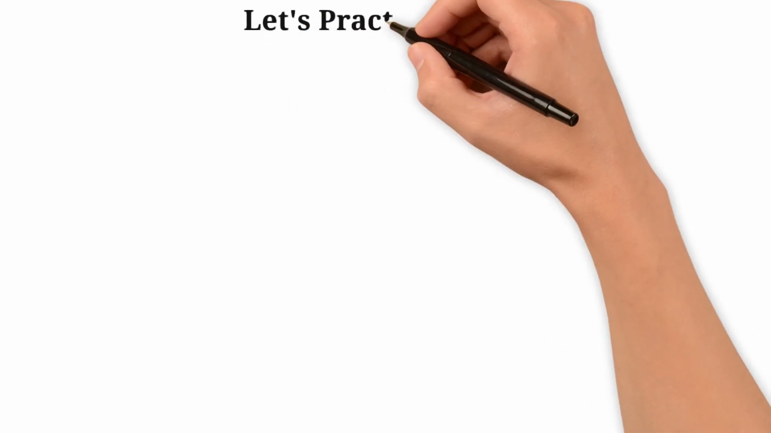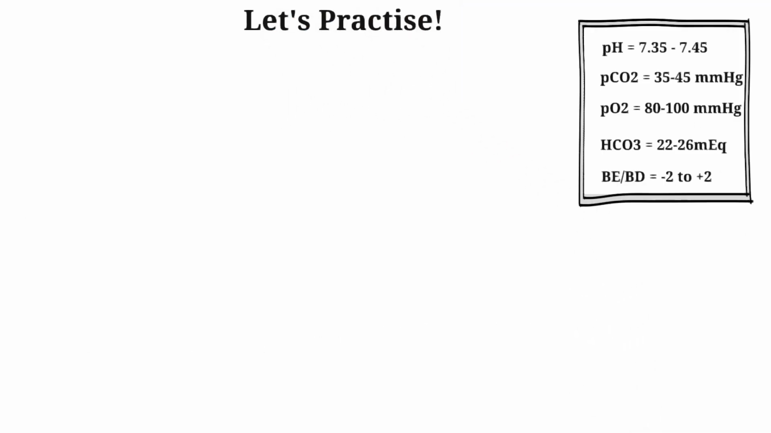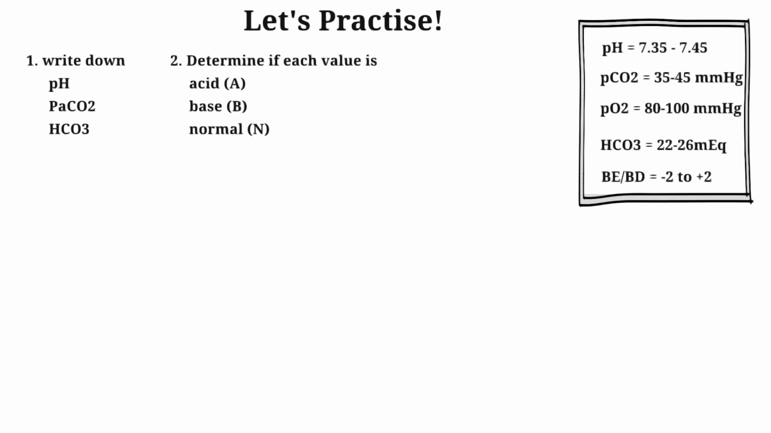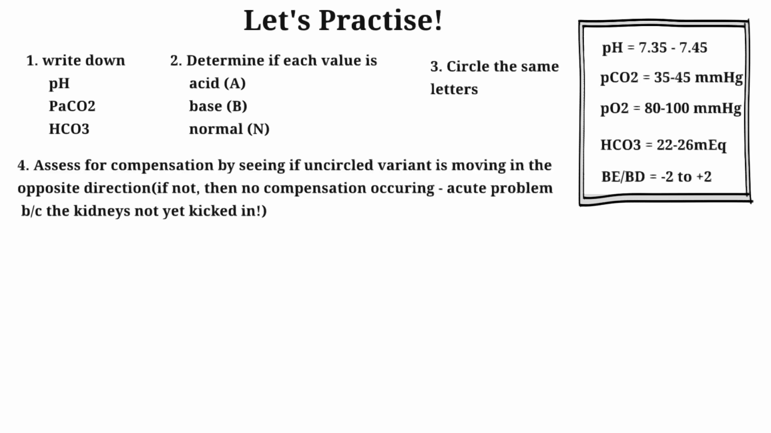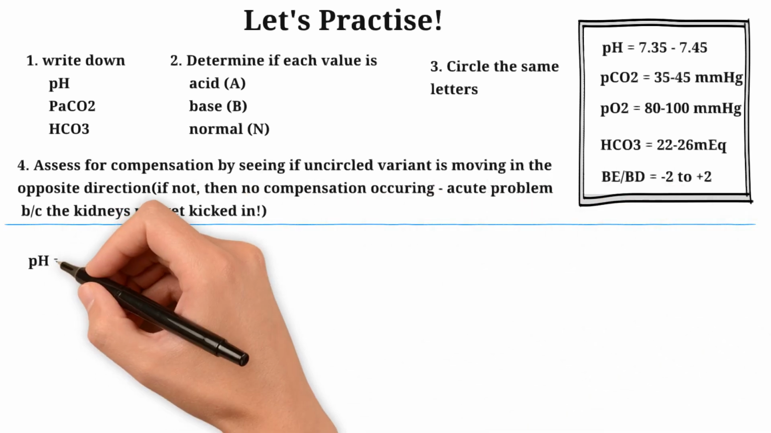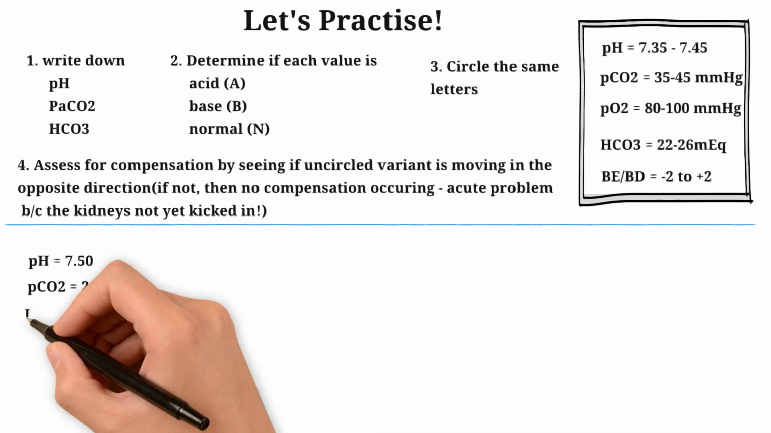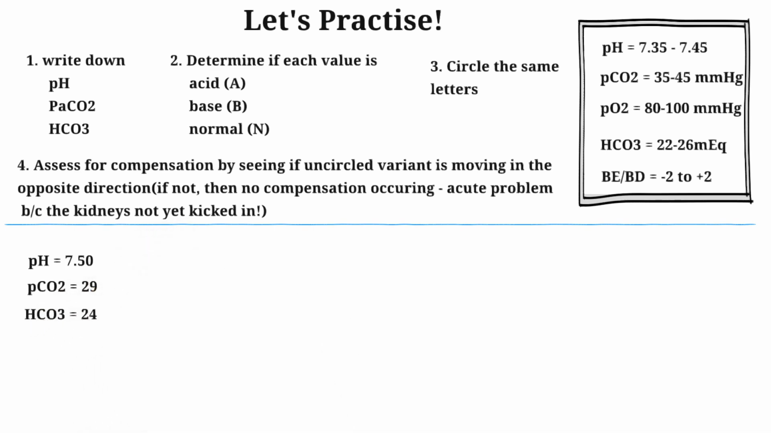Let's practice. There's our normal values for you. They're handy. And then here's our steps. So write down those variables and then determine if each is an acid, a base, which is our alkaline, or if it's normal, and then circle the same letters. And then you can decide with your fourth point, see if compensation is occurring. Is the uncircled variant moving in the opposite direction? Well, let's have a practice. So you can take a screenshot of this later, and then you can go away and practice with other variables too. So we've got a pH of 7.5, a PCO2 of 29, and a bicarb of 24.